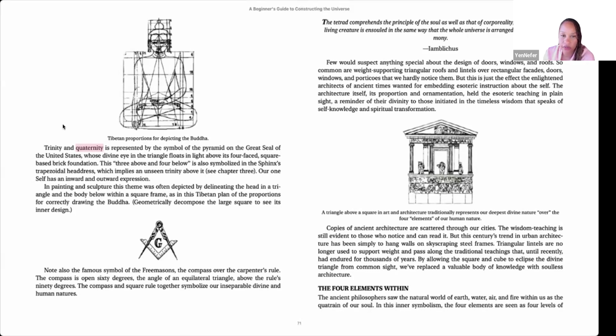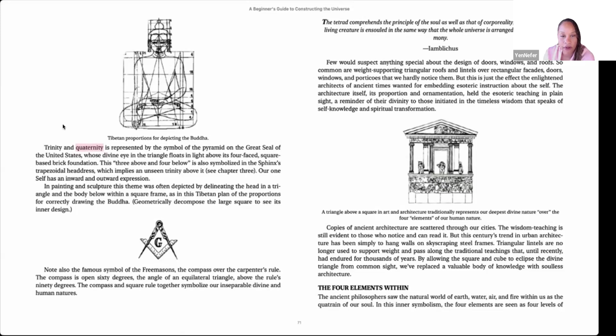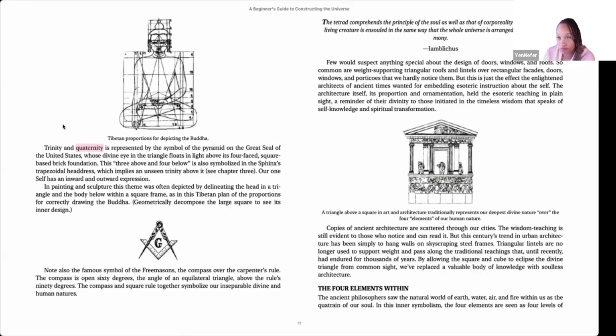Note also the famous symbol of the Freemasons, the compass over the carpenter's rule. The compass is open 60 degrees, the angle of an equilateral triangle, above the rule's 90 degrees. The compass and square together symbolize our inseparable divine and human natures.